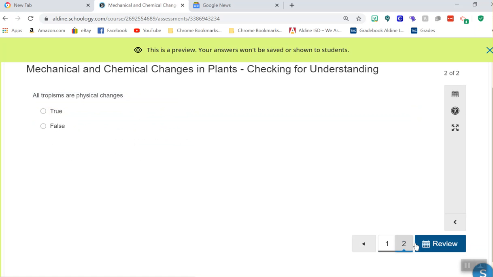Okay, number 2. All tropisms are physical changes. Okay, tropisms is the way plants move. Plants move towards the light. Roots move towards the earth. Plants can grow around a pole through thigmotropism. Are these all physical changes? Yes, because they can all be undone. You can remove the plant from the pole. You can pull the plant off from the ground. You can unbend the plant. These are all physical changes, so the answer is true. All tropisms are physical changes.